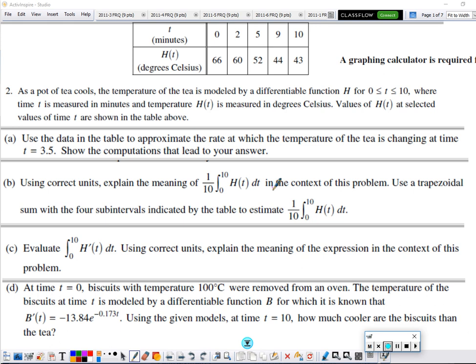Now, quietly. So just reading the problem, it says the pot of tea cools. Temperature of the tea is modeled by a differentiable function h. So make sure as you're reading that you keep straight that they're not giving you a rate, they're giving you an amount. So h is the temperature. H is an amount, h is not a rate.